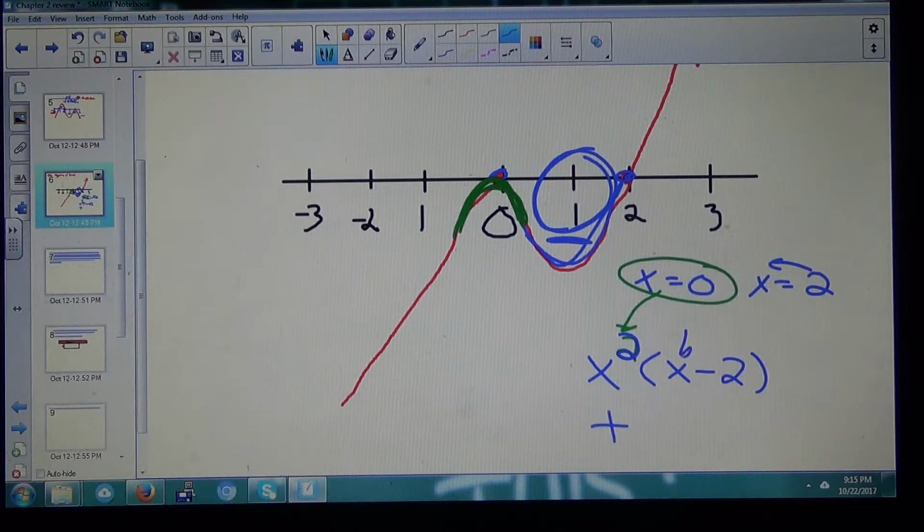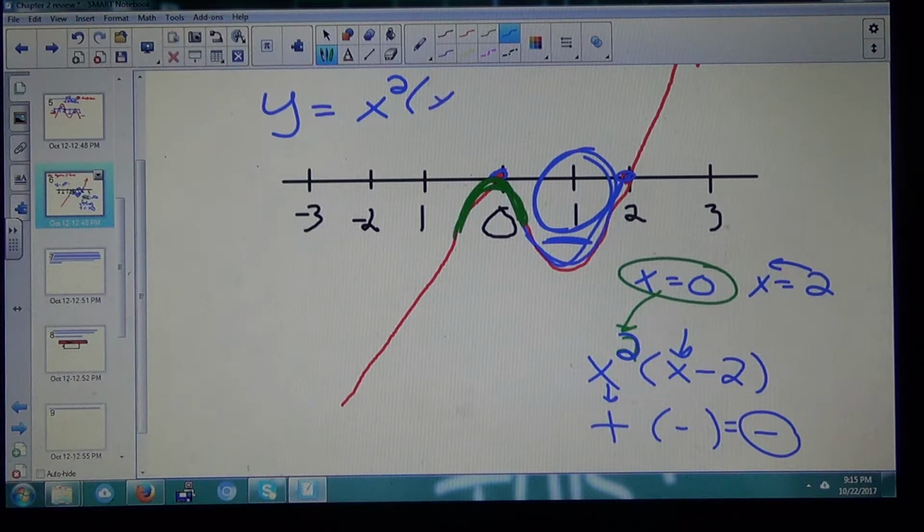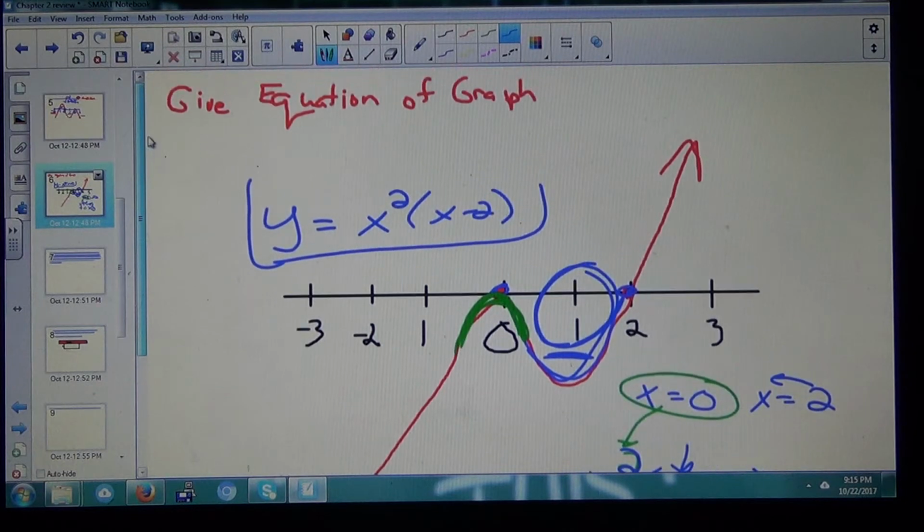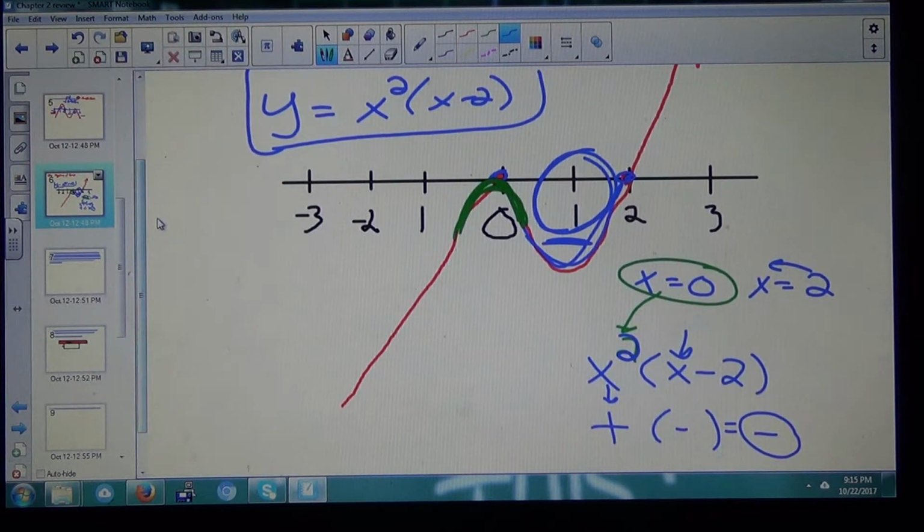So if I plug in a 1 right here, what's 1 minus 2 give me? Negative 1. So then that's a negative. This was a positive because it's squared. Therefore, what do I know here? This should be negative. So since it's negative here at the end, and it's negative here, this is my actual equation. And how would I write it out? I'd write it like this: y equals x squared, and then x minus 2. And there's my equation for that graph. Questions on that?